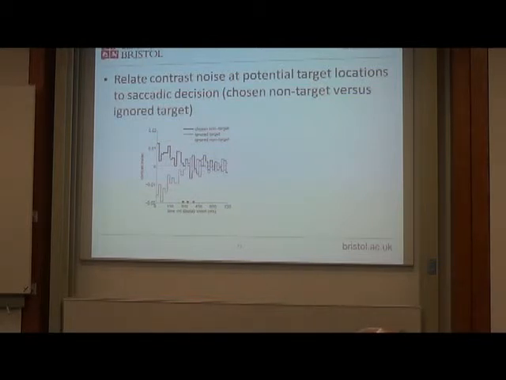So what we're doing here is we're looking at trials where your first saccade went to a non-target. Turns out that these are the most diagnostic trials. And we said, okay, well, for those trials, let's look at the sequence of contrast noise samples at the non-target location that you chose, at the target location that you ignored, and of course there's this third location as well, the non-target that you ignored.